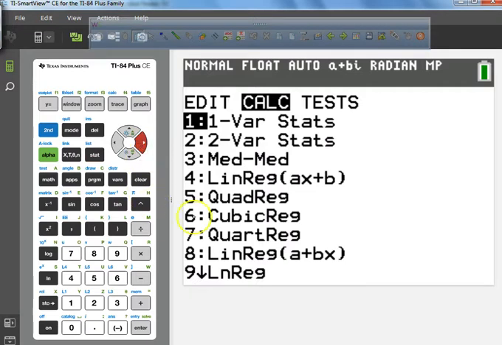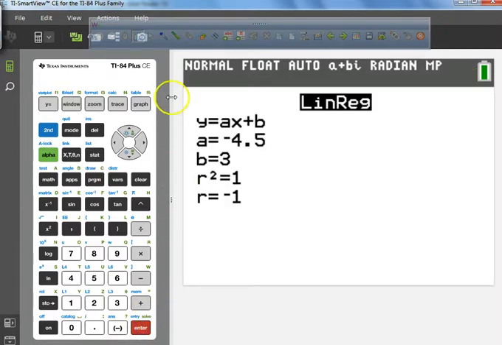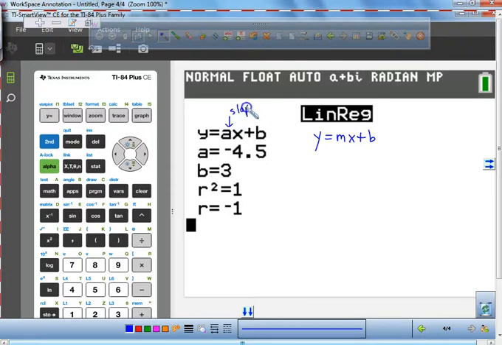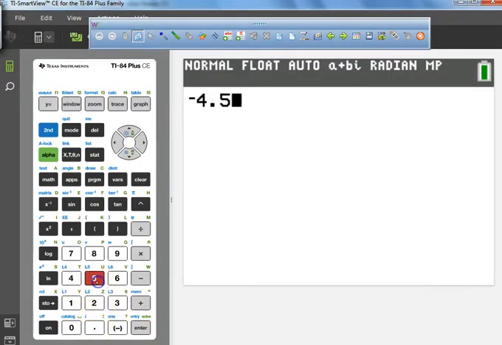right arrow, go down to number 4. And when you go over here and you calculate it, I want you to see what it calculates. You see how it says y equals ax plus b? That's the same as y equals mx plus b. The a value in the graphing calculator is your slope. You see what slope it gives you? Negative what? Negative 4.5.